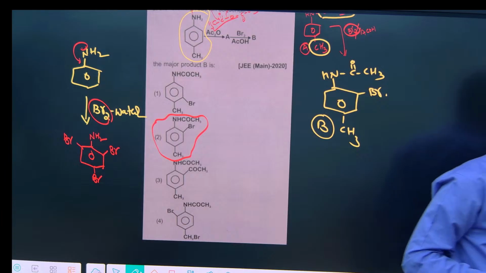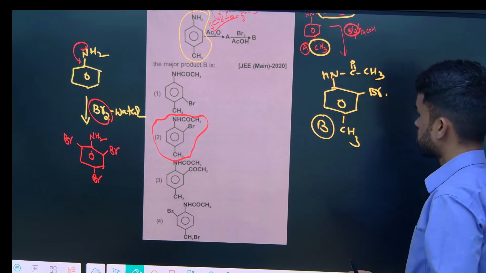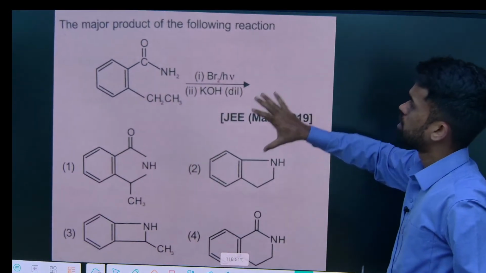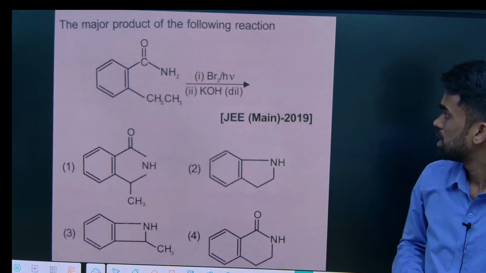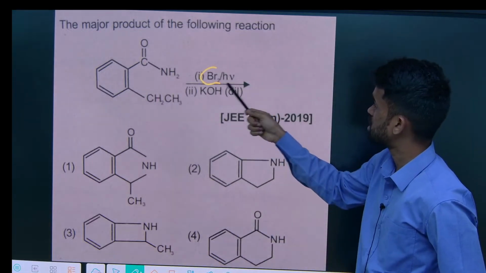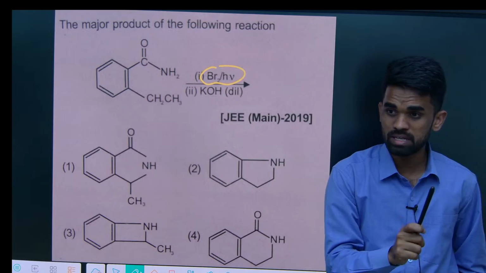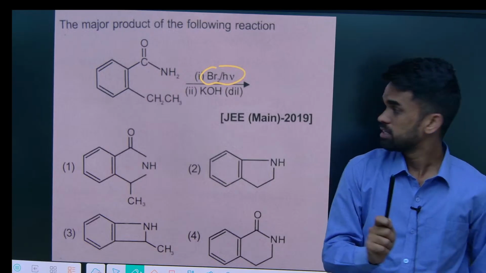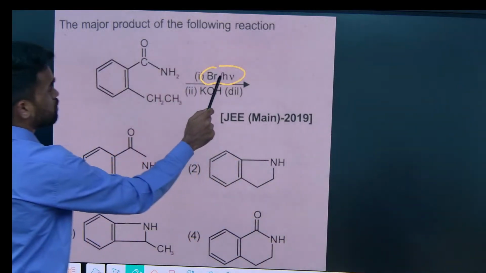Okay, the next question here. Look at this again, this is from JEE Mains. Tell me, how can you do this? First of all, what they have mentioned is bromine in presence of sunlight. Where does the reaction take place? Bromine in presence of sunlight.